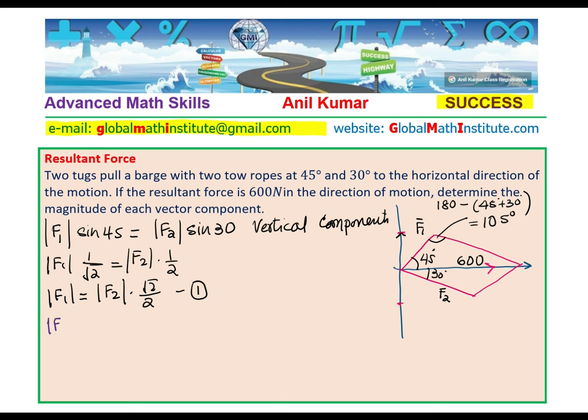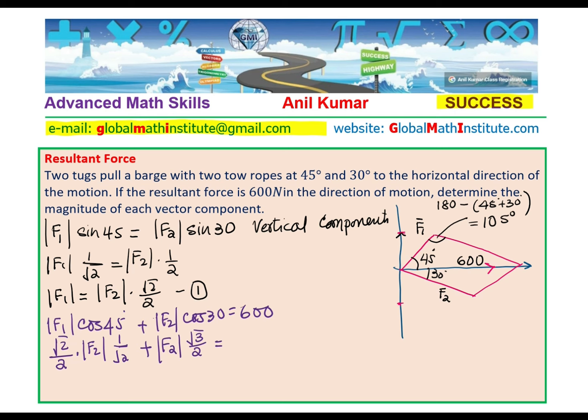So we have the magnitude of F1, the horizontal component being cos 45 degrees, plus F2 cos of 30 degrees, correct, equals 600. Perfect. So you can always write F1 as F2 square root 2 over 2. So I'm substituting this value here, square root 2 over 2 times F2. Cos of 45 is 1 over square root 2, plus the magnitude of F2 times cos of 30, which is square root 3 over 2, right? And all this is 600.